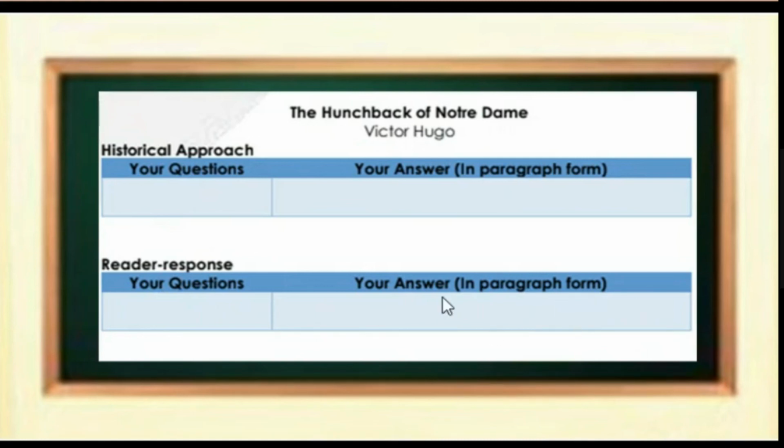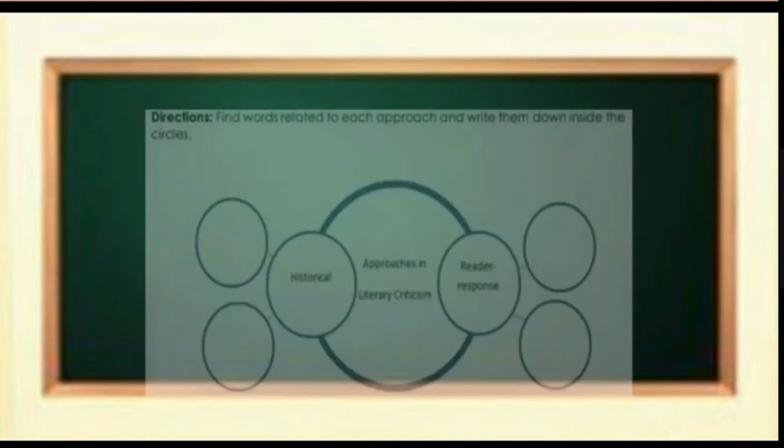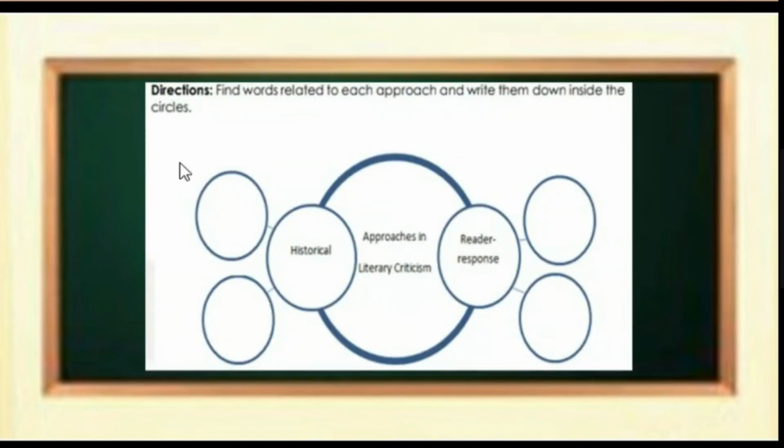I am hoping that each member of the group will be helping in doing this activity. Okay, and I'll be waiting for your answers in our FB group. Then when you're done, to wrap up our lesson for this week, I want you to do this concept map. This can be found in our classroom also. So you just give me words that are related to the historical approach and the reader response approach. So at least 2 for each. You copy this concept map.